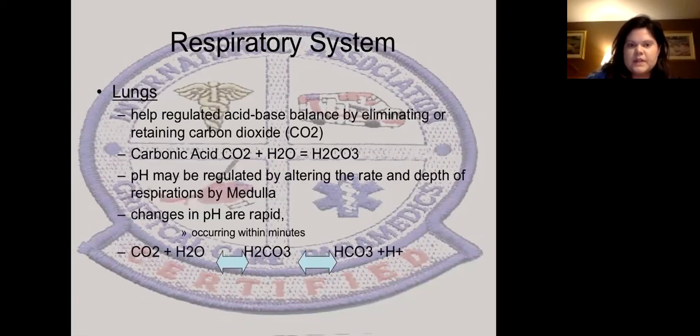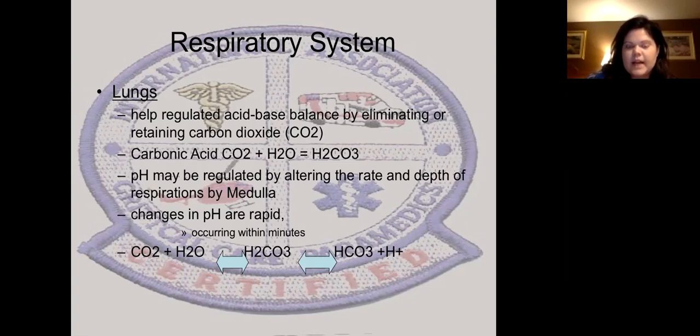And then as far as your respiratory system, your lungs are going to help regulate acid-base balance by eliminating or retaining carbon dioxide. So normal control of CO2 is based on the rate and depth of ventilation, but ventilation is not synonymous with oxygenation, so we have to keep those two separate. Ventilation is only going to refer to the air moving in and out of your lungs at any given time. And then if everything else is working how it should, then oxygenation happens. Proper ventilation does not ensure oxygenation, though.